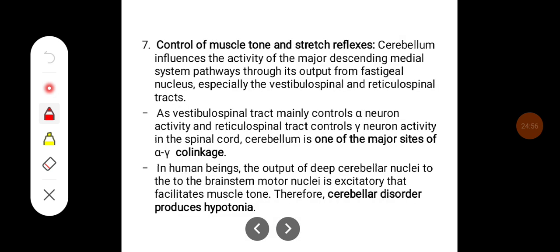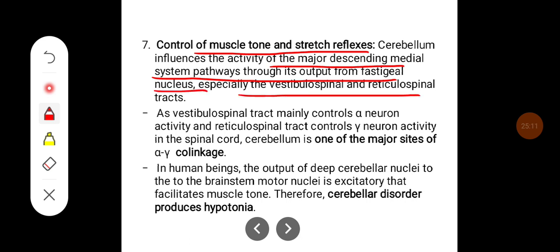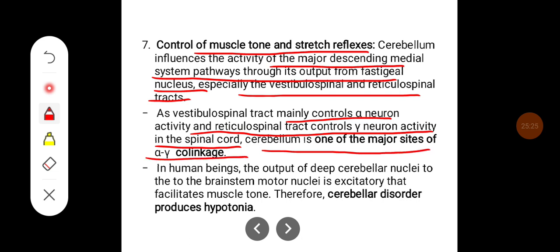It's also useful in the control of muscle tone and stretch reflexes. Cerebellum influences the activity of major descending medial system pathways through its output from the fastigial nucleus, especially the vestibulospinal and reticulospinal tracts. As the vestibulospinal tract mainly controls alpha motor neuron activity and the reticulospinal tract controls the gamma motor neuron activity in the spinal cord, the cerebellum is one of the major sites of alpha-gamma co-linkage.